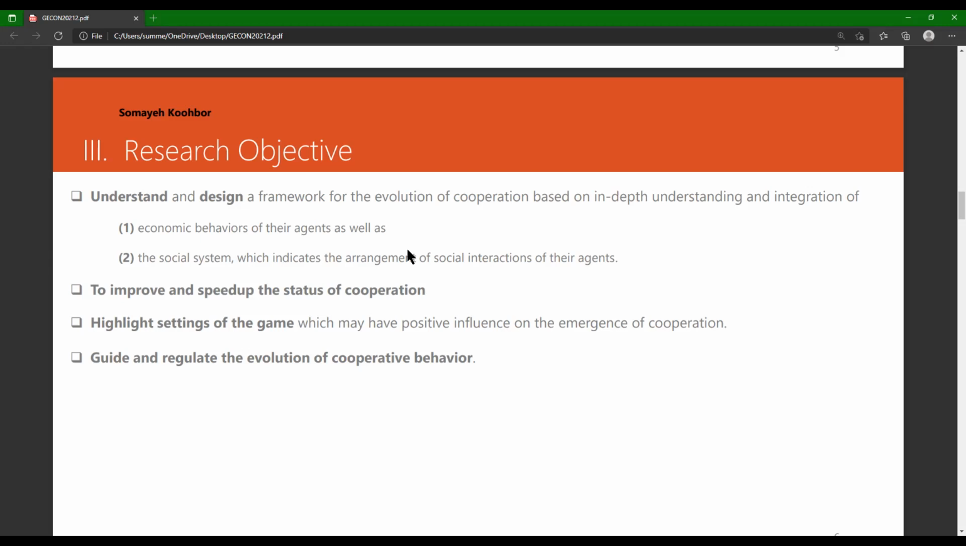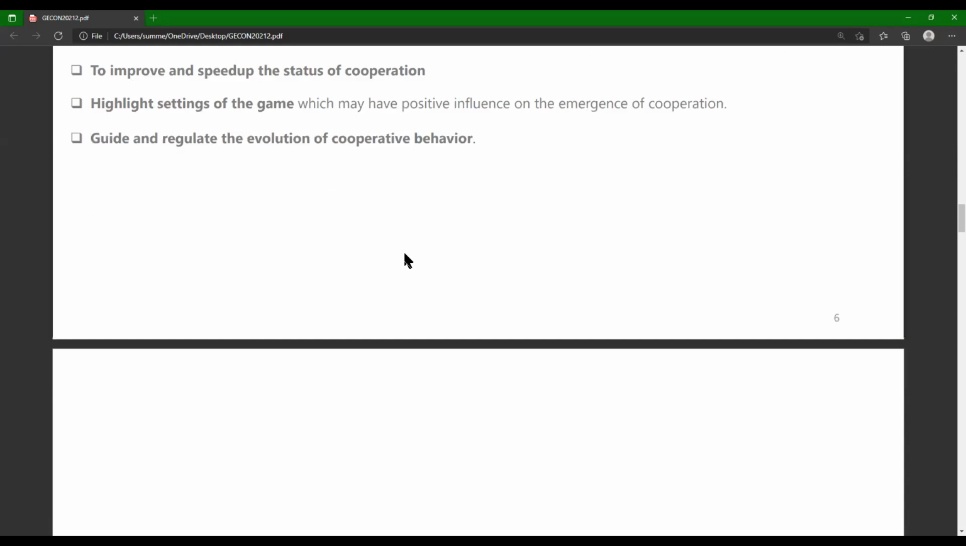And well, this in its own turn can help us to see which settings of the game can help us to generate a higher level of cooperation among the population. So the insight can help us to guide and regulate the evolution of cooperative behavior, which is something very appealing.